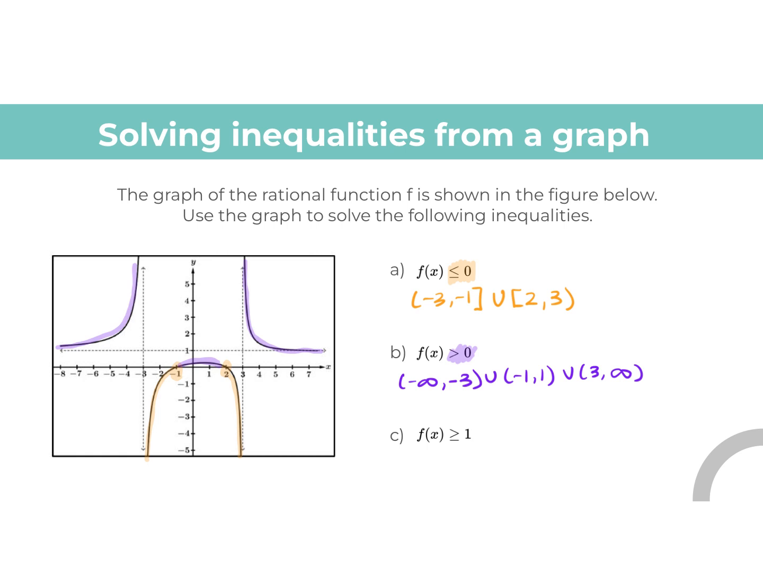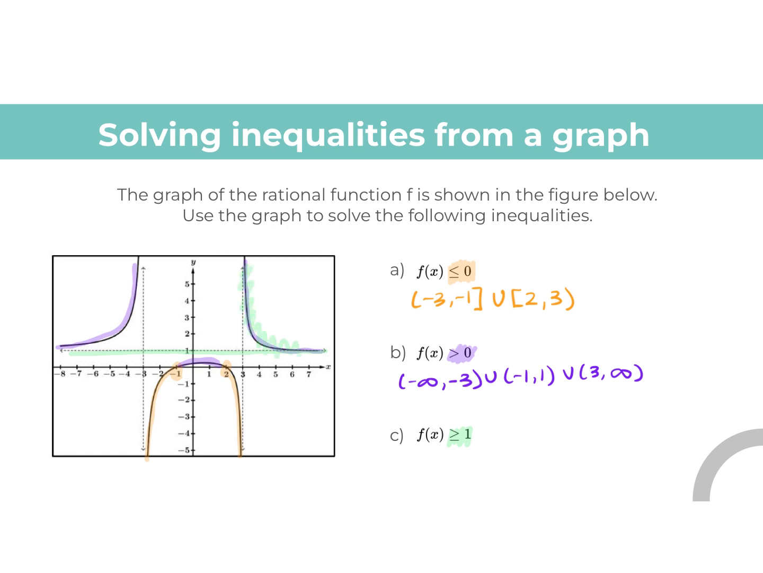All right, for the last portion of this problem, we're looking at where a function is greater than or equal to 1. So we're not comparing it to 0, now we're comparing it to 1. So instead of the x-axis, we're looking at this horizontal asymptote where y equals 1, and we want all the parts of our function that are above it.